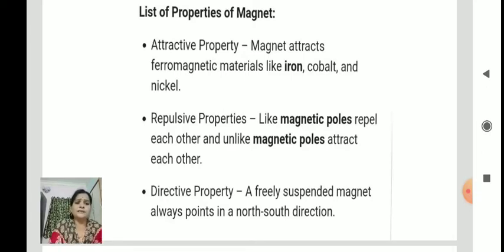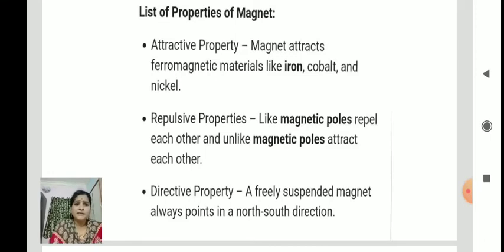One more property is the directive property. Whenever a bar magnet is suspended freely by means of a thread or a string, then it always points towards the north-south direction. The north pole of the magnet points towards the geographic north, and the south pole of the magnet points towards the geographic south. This is the directive property.